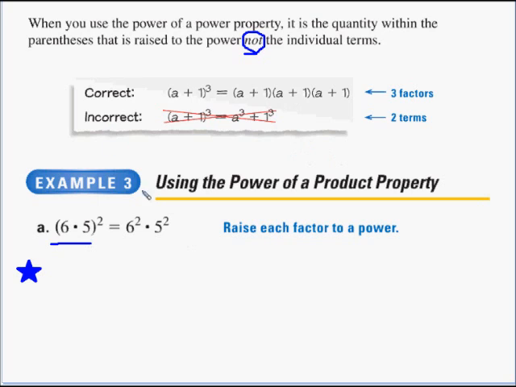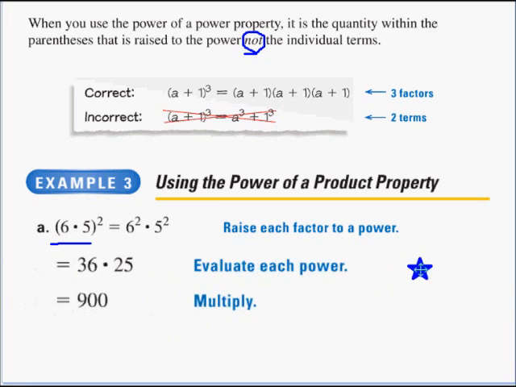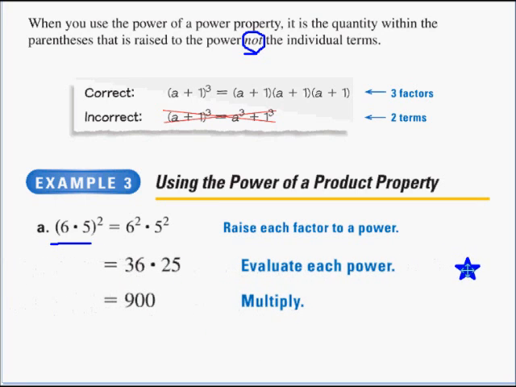So when we do that, we're going to first evaluate each power and then we're going to multiply. So 6 squared is 36 times 25, 5 squared, and 36 times 25 gives us 900.